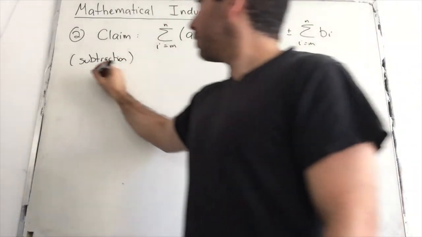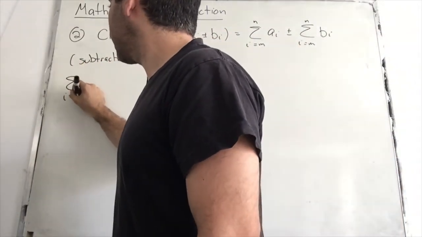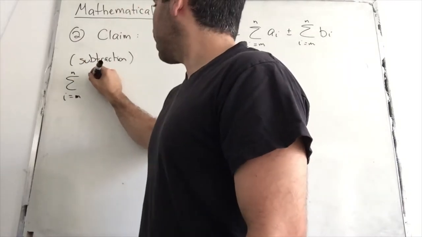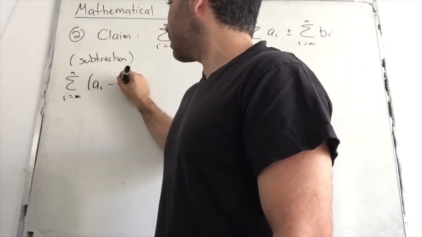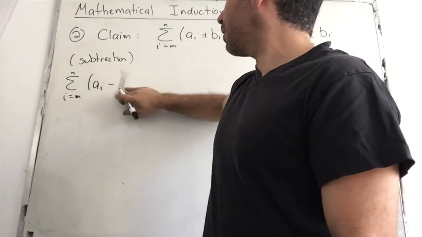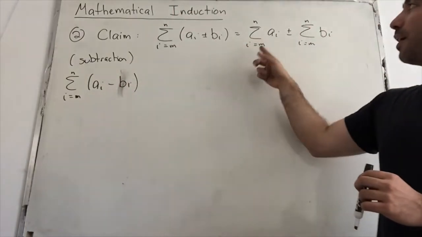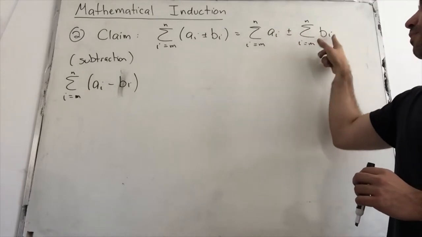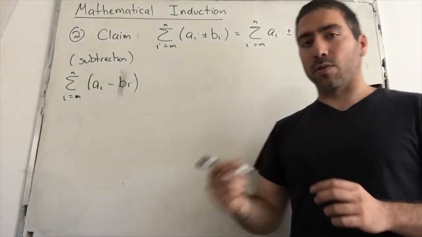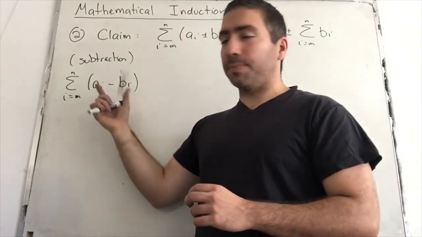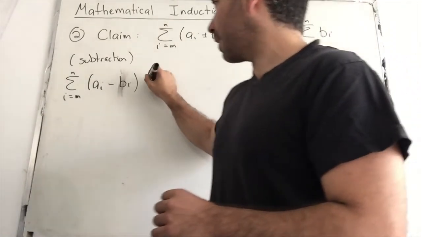we want to show that the sum i from m to n of ai minus bi is equal to the sum of ai from m to n minus the sum of bi from m to n. Let's go ahead and prove that. How do we do that? Let's begin by expanding. So we expand this out.